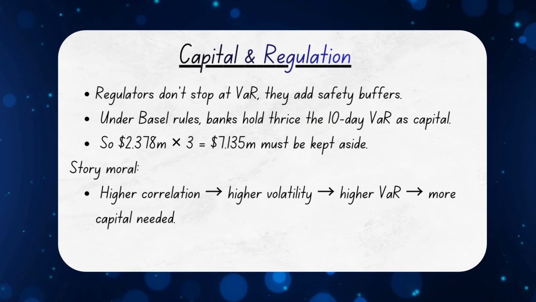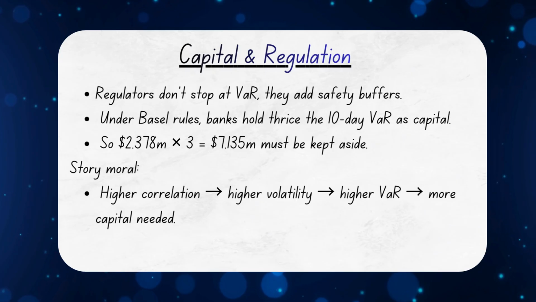So the big takeaway is simple and powerful. Individual volatility creates risk. Correlation amplifies or reduces it.